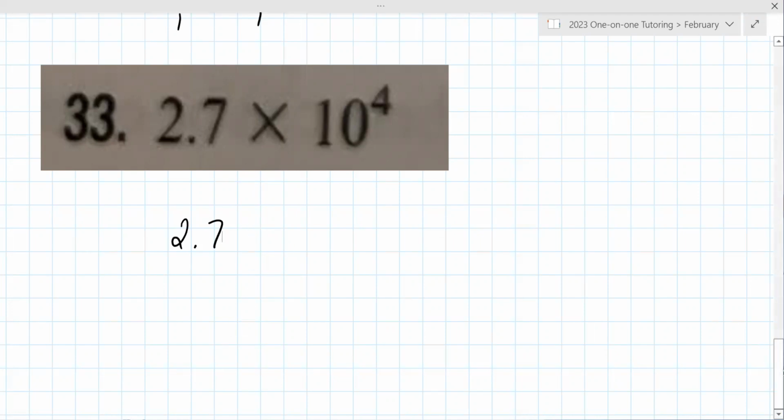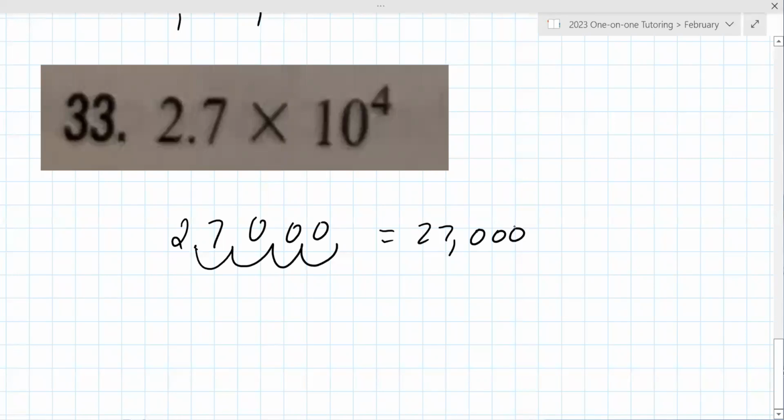Oh, really? Yeah, because I was writing them in standard notation, and they're supposed to be written in scientific notation. So, 33 means to move this right 4 places. This is the answer to 33. So we are going to have to go back. I apologize, but we'll make this right here.